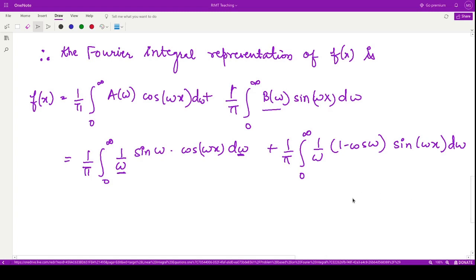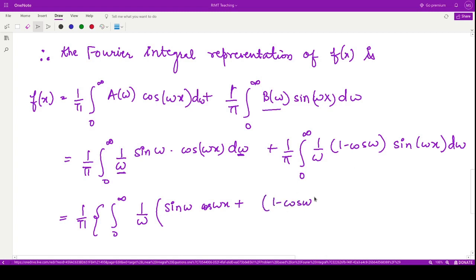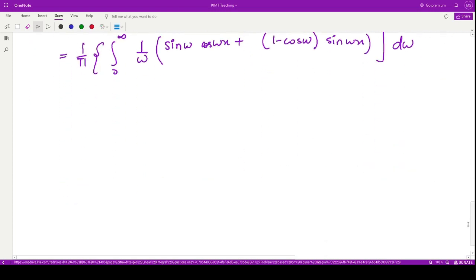Now what I can do, I can merge these two integrals so that I would have integration from 0 to infinity. So I can write this to be 1 by omega, which is common in both of these, so I can take this to be common. So I'll be left with sine omega cos omega x plus (1 minus cos omega) into sine omega x, right? No problem writing this. We have just clubbed the two terms.